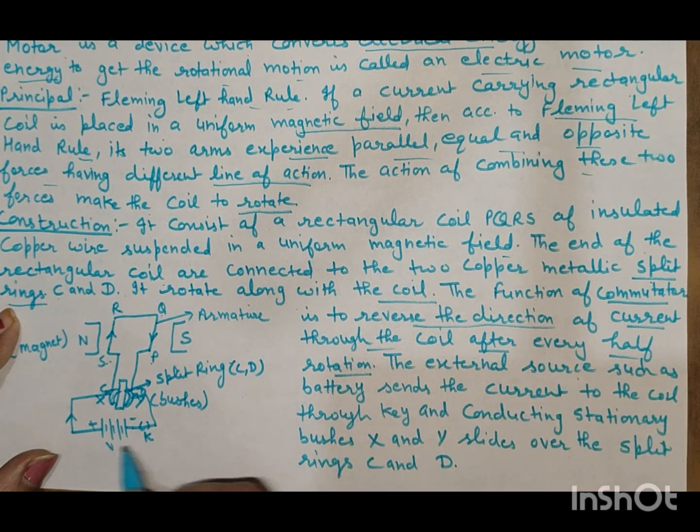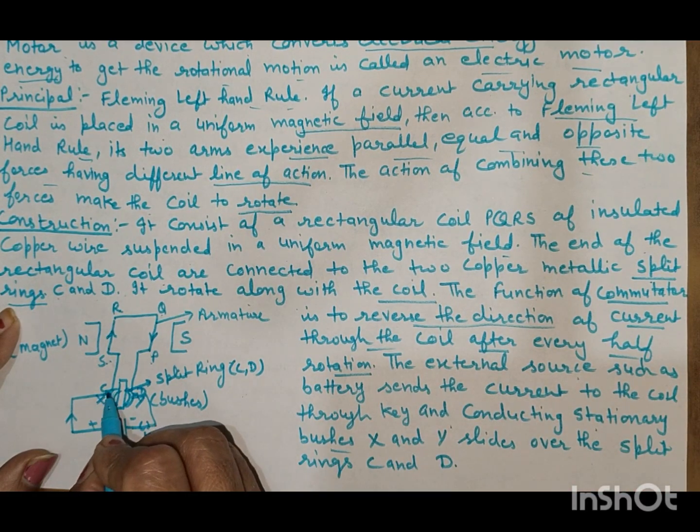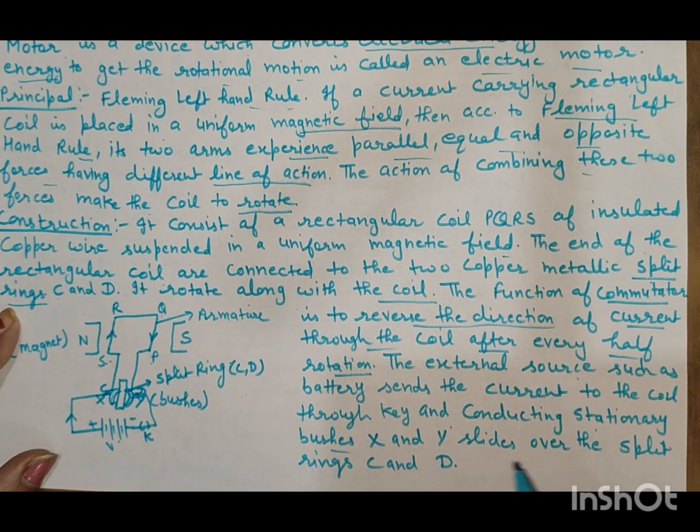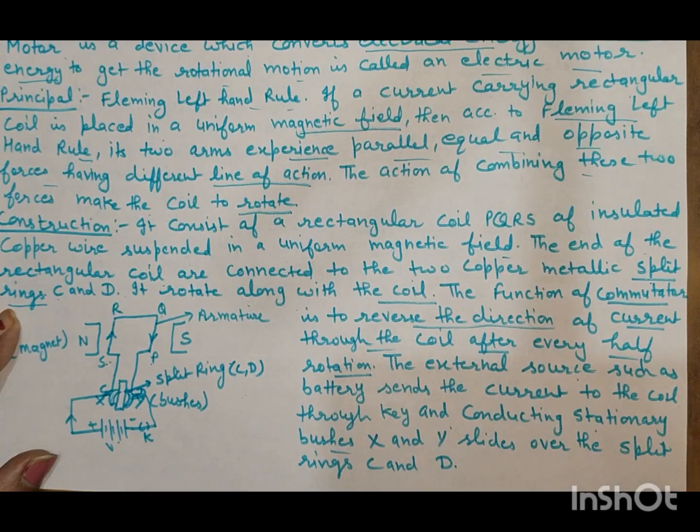The external source, such as a battery, sends the current to the coil through the key and conducting stationary brushes. These are the brushes X and Y. These two brushes slide over the split rings C and D.